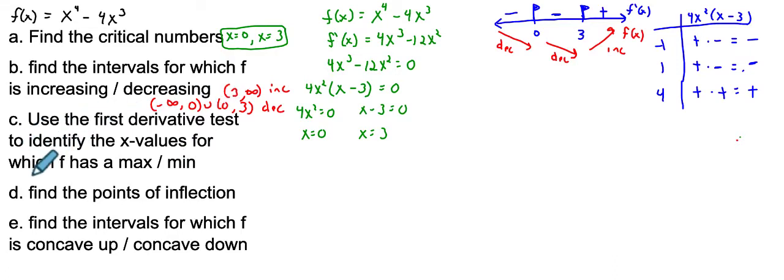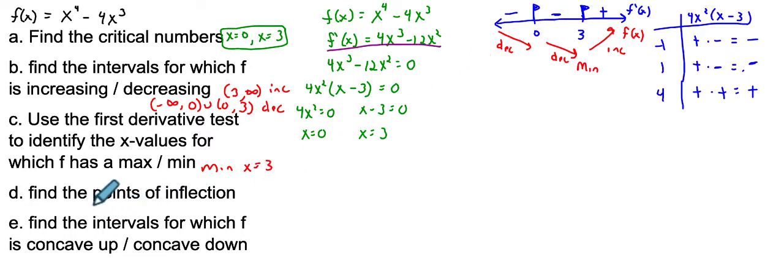All right, we're going to use the first derivative test to find x values in which we have a maximum or minimum. Well, we were decreasing, then decreasing again, and then we switch from decreasing to increasing. So the only one that we have would be a minimum. Oh, we just want x values. So let me fix that, just the x values. So that'd be a minimum at x equals 3.